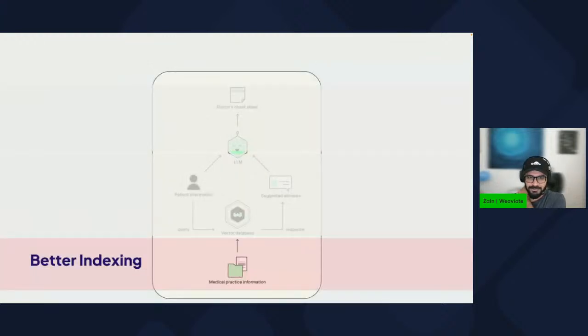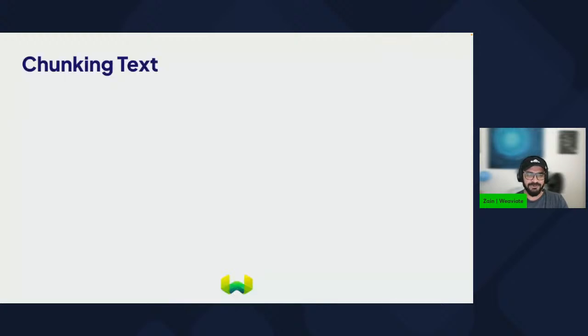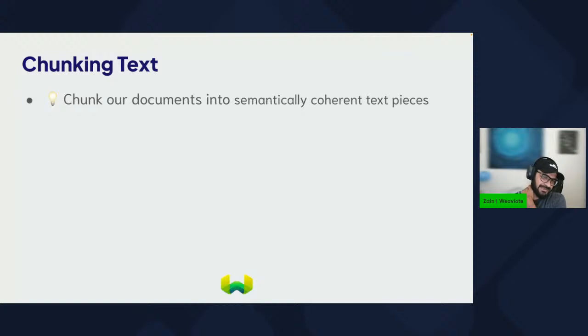Okay, so we're going to start off at the beginning, indexing. You've got millions and billions of objects, or you've got huge PDFs. The first thing that you start off with is indexing. So how do you do better indexing? This starts off with chunking text. Typically the idea behind chunking text is we want to have semantically coherent pieces of information.